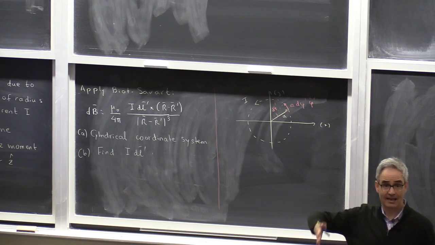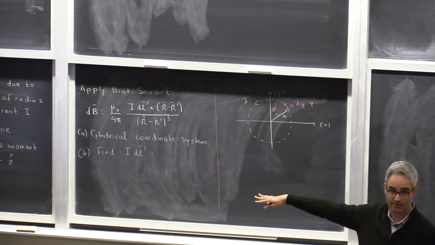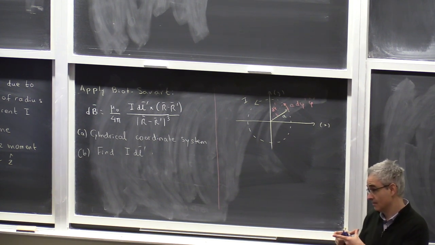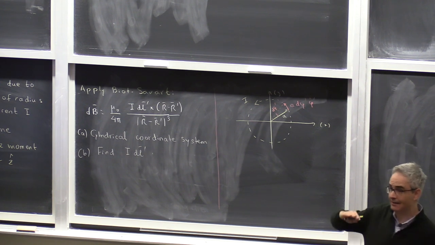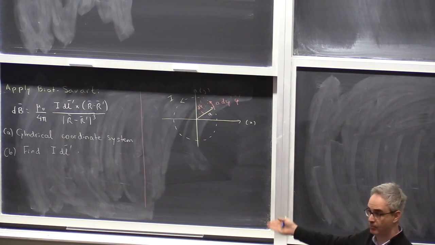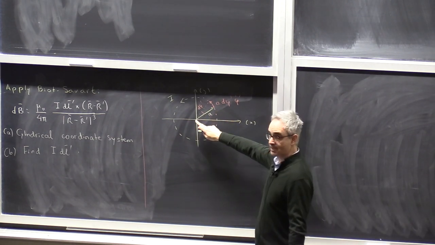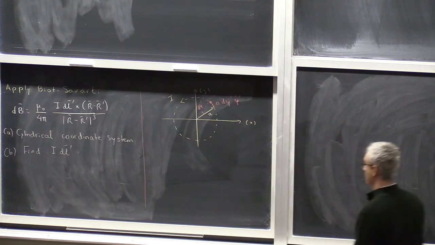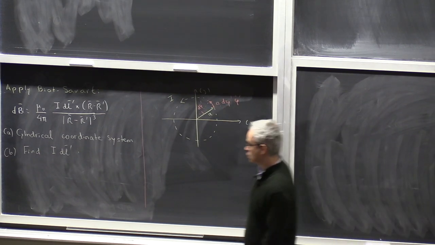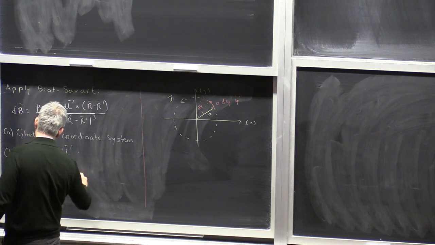The length element here cannot be dz primed because my z coordinate is fixed. The loop is on the z equals 0 plane. It cannot be dr primed because I have a circular loop, so r is fixed. Therefore, the only one that remains as a possible candidate as a length element is r d phi primed, and that r has to be the distance between these points and the center. All these points on the loop are on the circle, the circular arc, and therefore the radius is fixed. So dl primed will be a d phi primed phi hat primed.